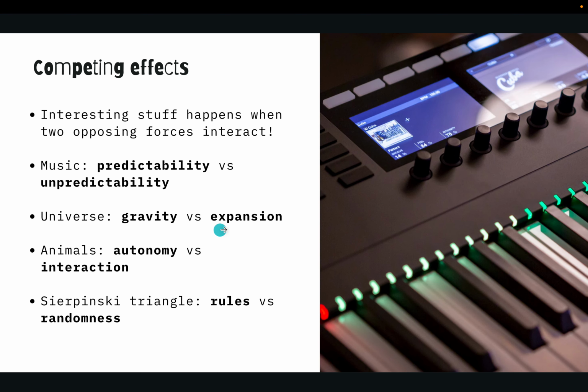The universe, well, of course, gravity versus expansion. The universe as a whole is expanding, and locally, due to gravity, clusters form, galaxies and stars and everything can form, otherwise we wouldn't be here.